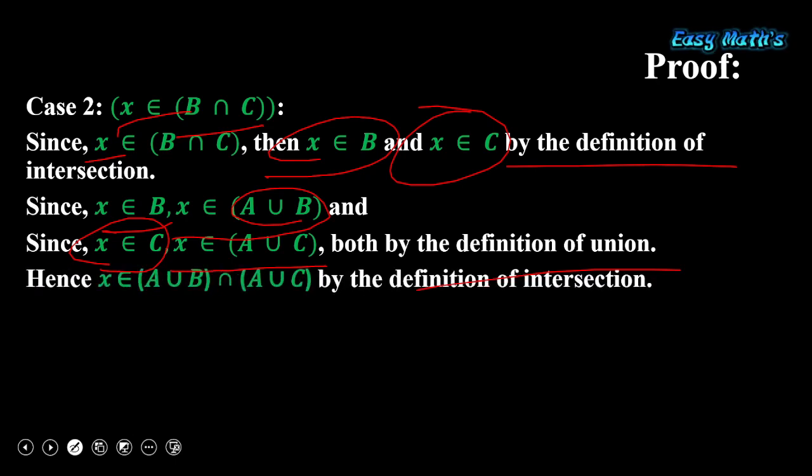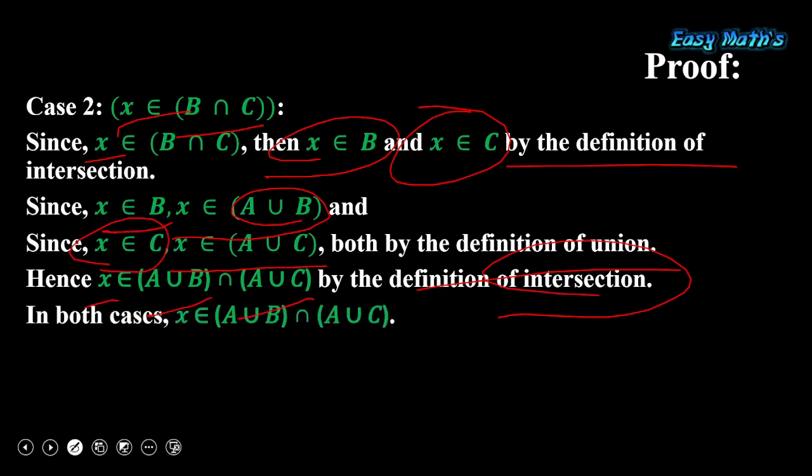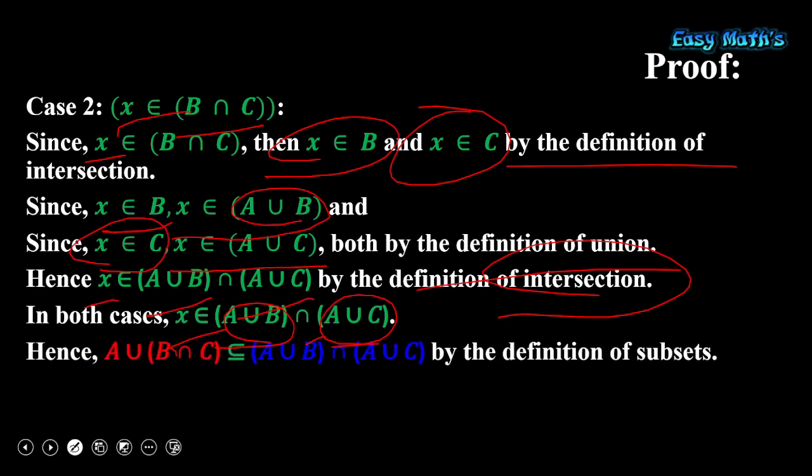Now by combining this, x belongs to (A union B) intersection (A union C), by the definition of intersection. So finally, by combining both cases, we have x belongs to (A union B) intersection (A union C). So from both cases, we have A union (B intersection C) is a subset of (A union B) intersection (A union C) by the definition of subset.